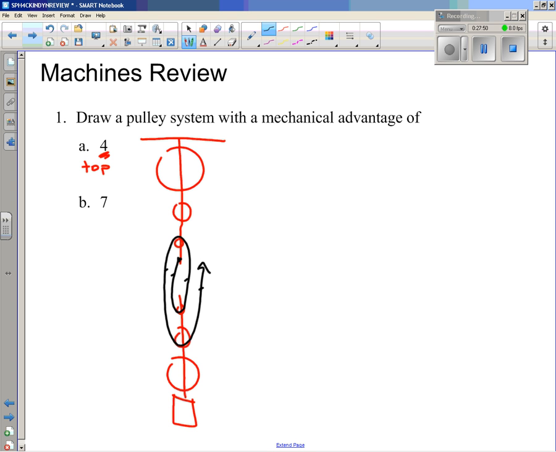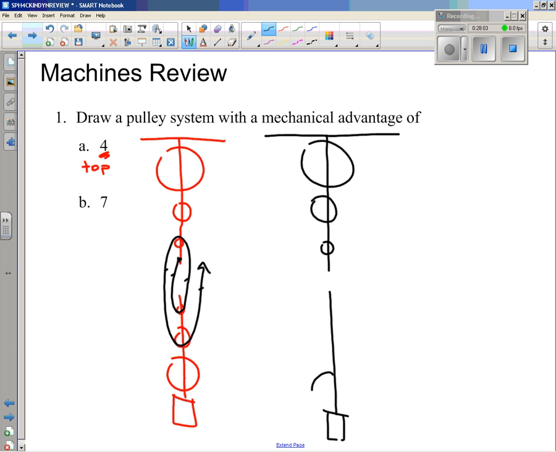Now I want a mechanical advantage of 7. So I'm going to do the exact same setup. Line, line, big, medium, little, line, big, medium, little.